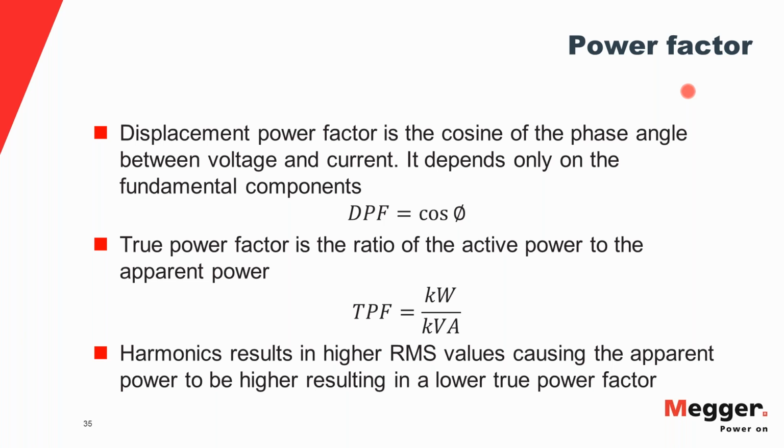In a harmonic free system, you're not going to get a difference between the displacement power factor and true power factor. So both of them are essentially going to be the same. The presence of harmonics, however, creates a difference. It causes the RMS values of the voltage and current to go up. So you're going to have higher RMS values for voltage and current, which is going to result in a higher kVA, which is going to again cause the true power factor value to go down. There's going to be a bit of a difference between the true power factor and displacement power factor if there are harmonics in the system.